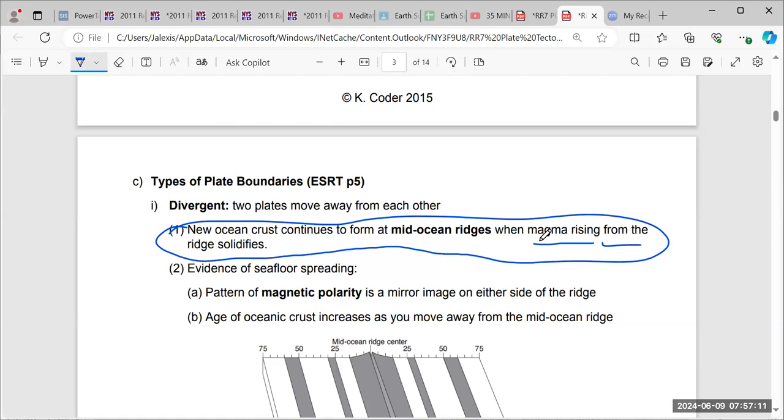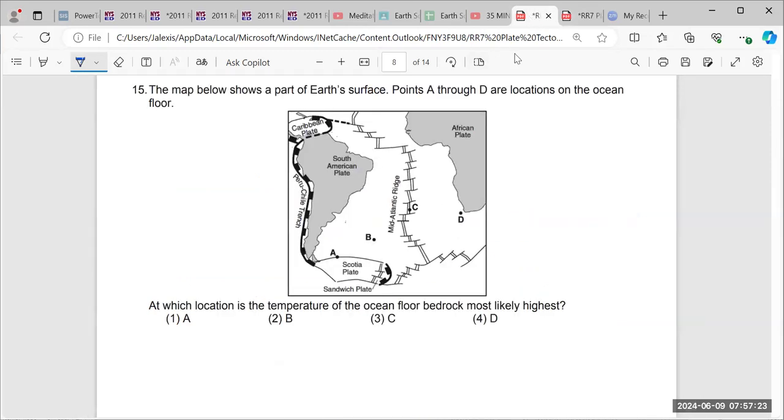So the warmest spot, or the hottest spot, has to be where magma is rising from, and it tells us magma is rising from the ridge. So I just have to identify where the ridge is. The ridge is this area right here that I'm highlighting in blue, where the symbol is. That's where the ridge is, where magma is rising from. And that's why the temperature would be hottest at exactly the point where hot magma is rising from, which would be choice 3.